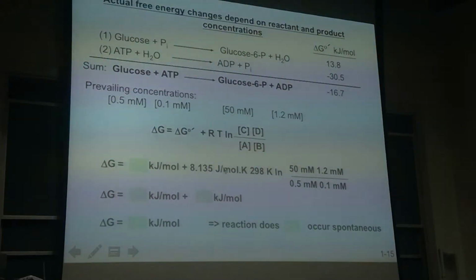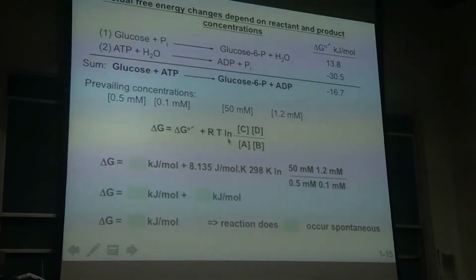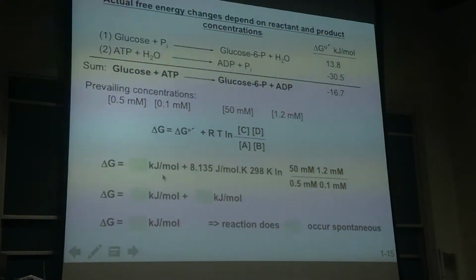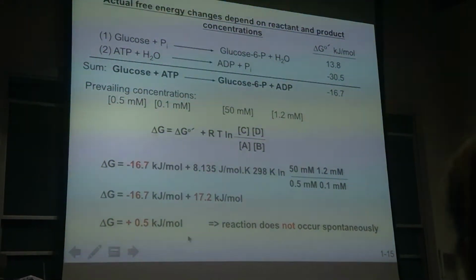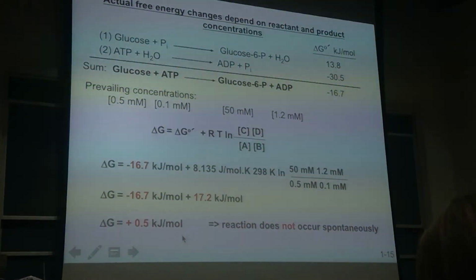So it's negative 16.7. That's going to go here for your delta G0 prime. And then here we have the constant times the temperature times the natural log of the 50, 1.2, 0.5, and 0.1. And then we add these together, and we'll get our final delta G. So when we add these together, now we see, wow, this is not going to occur spontaneously.